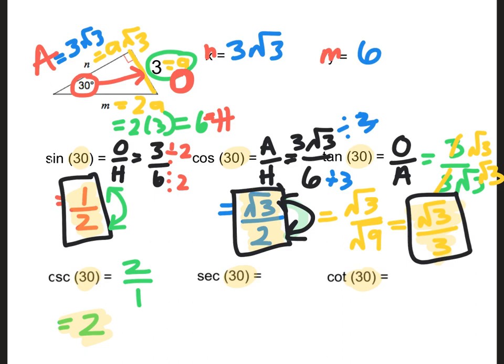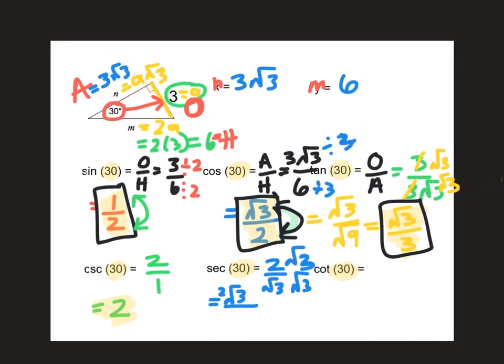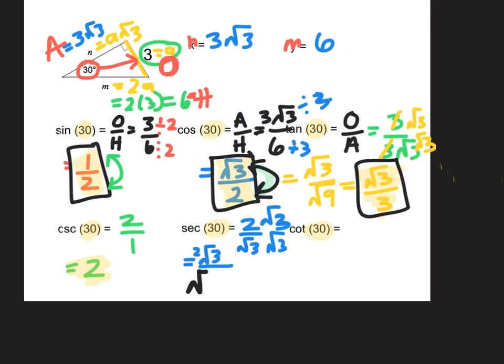When I do that, we're going to have 2 over the square root of 3. Remember, we can't have a square root of 3 on the bottom, so we're going to multiply the top and the bottom by root 3. And we would have 2 root 3 over the square root of 9, which would really be 2 root 3 over 3. And again, this would be our final answer for secant.